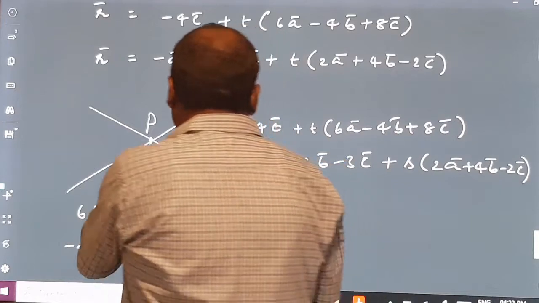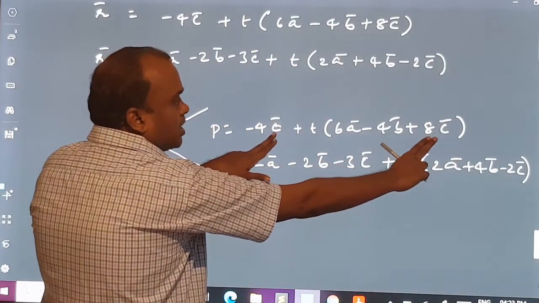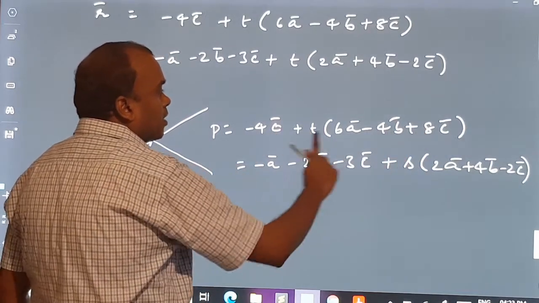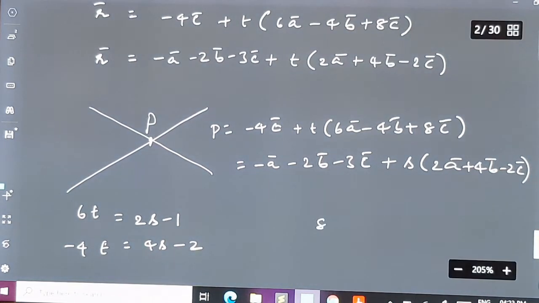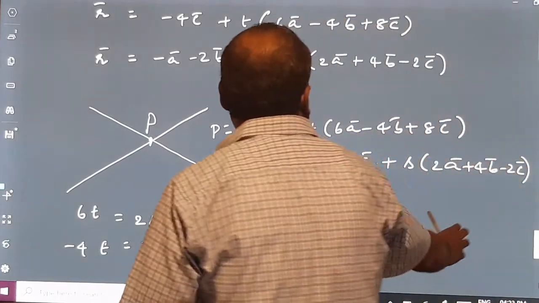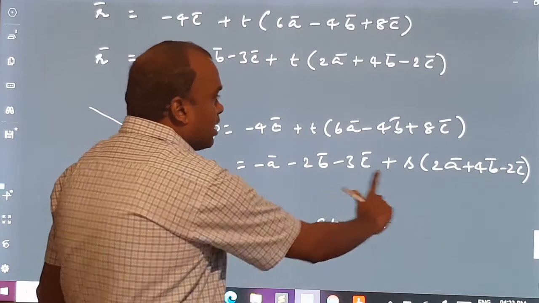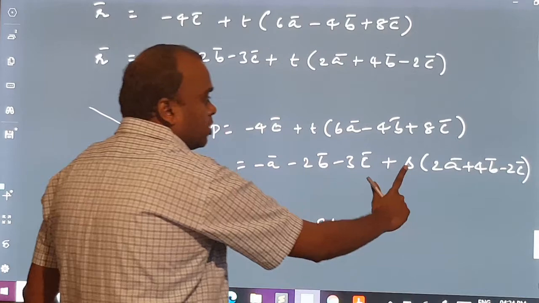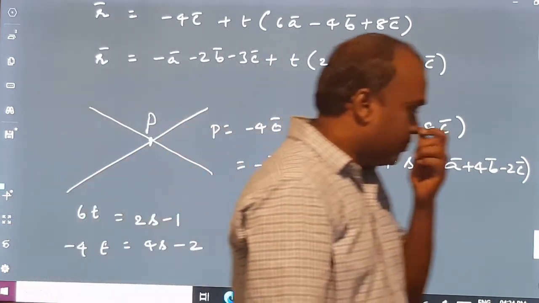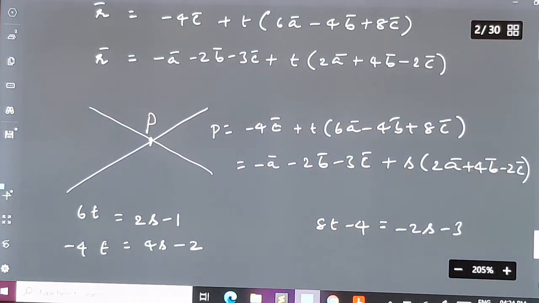And now for c bar. For c bar on the left hand side I have c bar at two places. Here 8t and this is minus 4. So it is 8t minus 4 equal to, on the right hand side, c bar again at two places. So this is minus 3 here and here minus 2s for c bar. Minus 2 into s and a minus 3. So that is minus 2s minus 3.